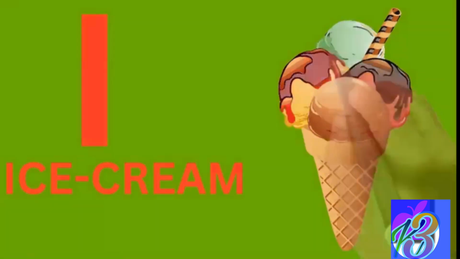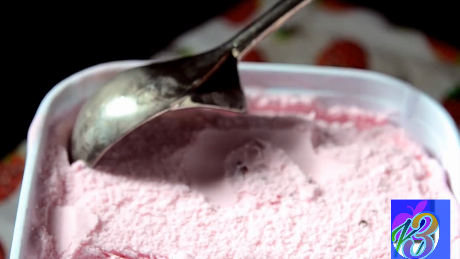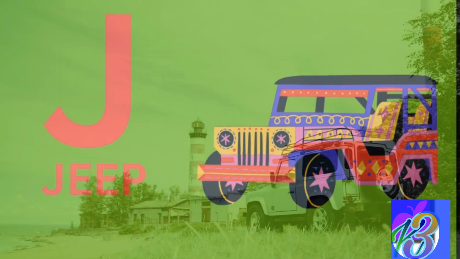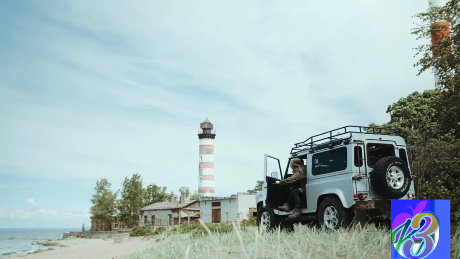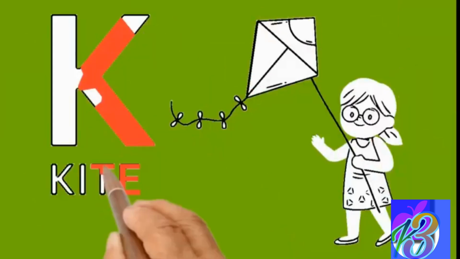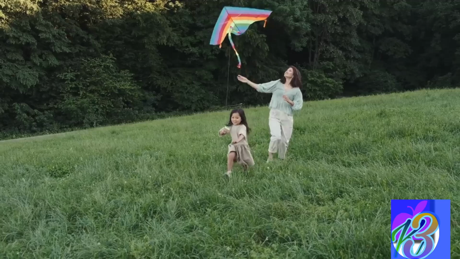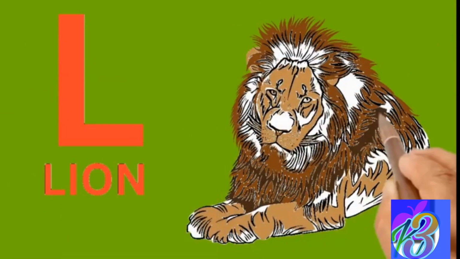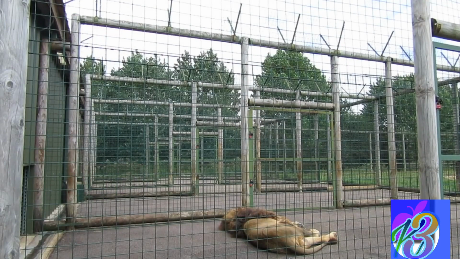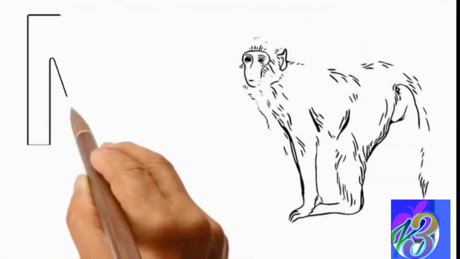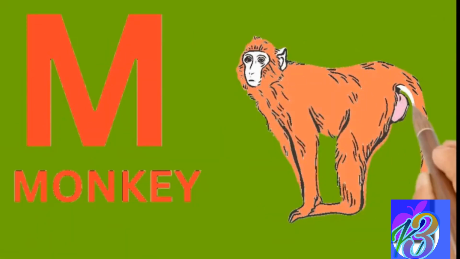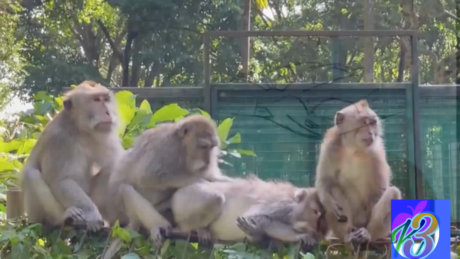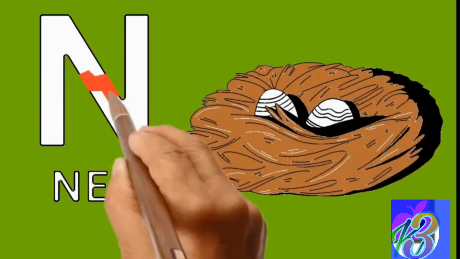I for ice cream. J for jeep. K for kites. L for lion. M for monkey. N for nest.